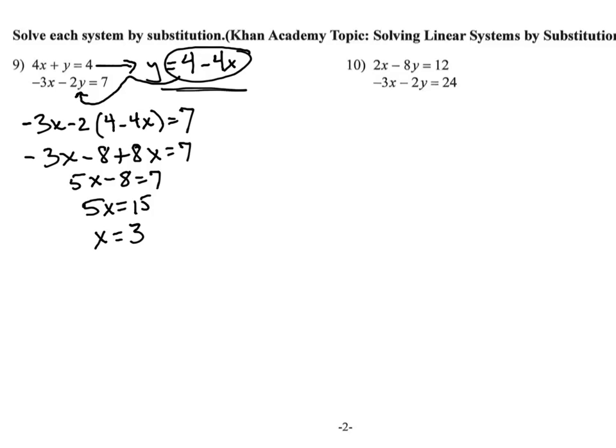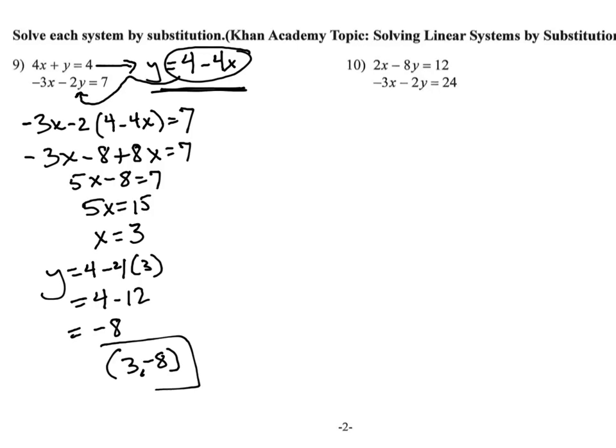The easiest one to plug it into is the equation right before we made the substitution. So y equals 4 minus 4 times 3, which is 4 minus 12, which is negative 8. So our answer is (3, negative 8). Okay?